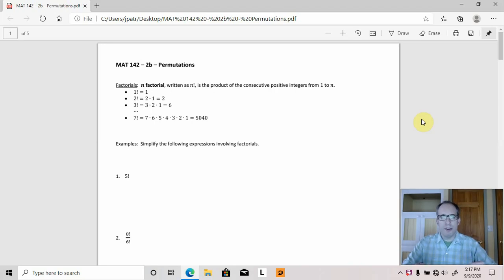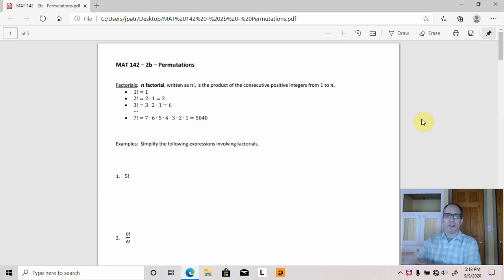Section 2B is about permutations, which we will get to eventually. But because permutations involve factorials, and being able to simplify them is a very important part of how to figure out how many permutations there are going to be in any given situation, I think it makes sense to just run through the factorials first. Just in case anyone hasn't seen them before or hasn't seen them in a long time, I figured this was worth it.